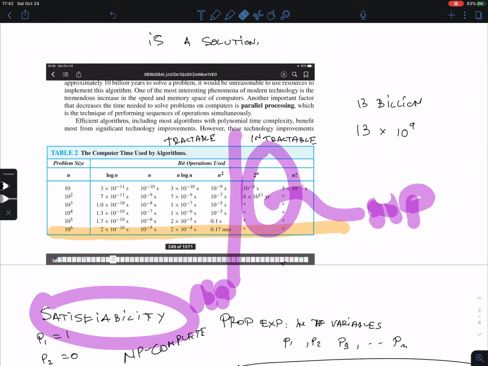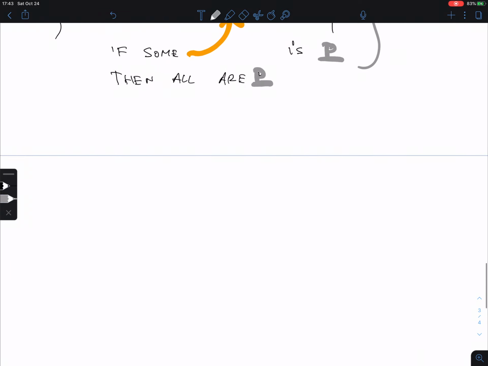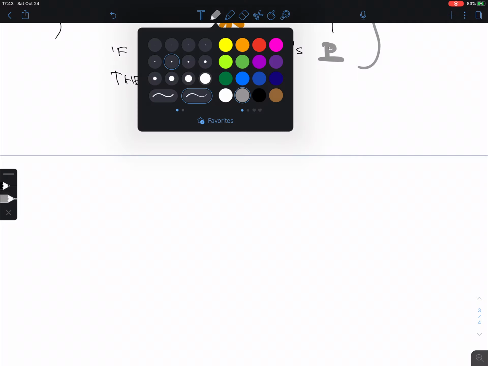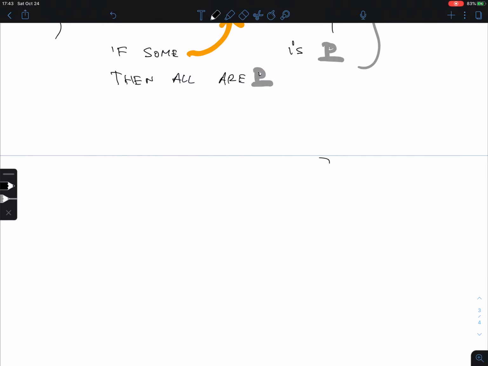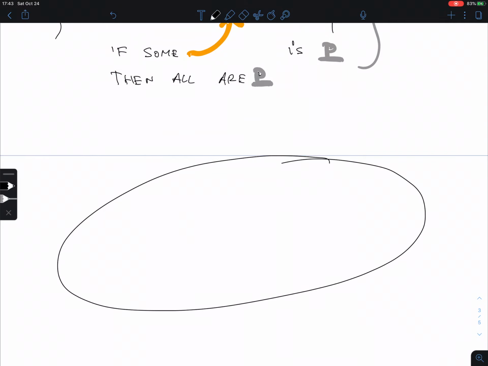Let me get rid of this NP here. So these are the NP problems. Okay, but sorry, let me draw this a little bit better. So these are considered all the problems that we can deal with.